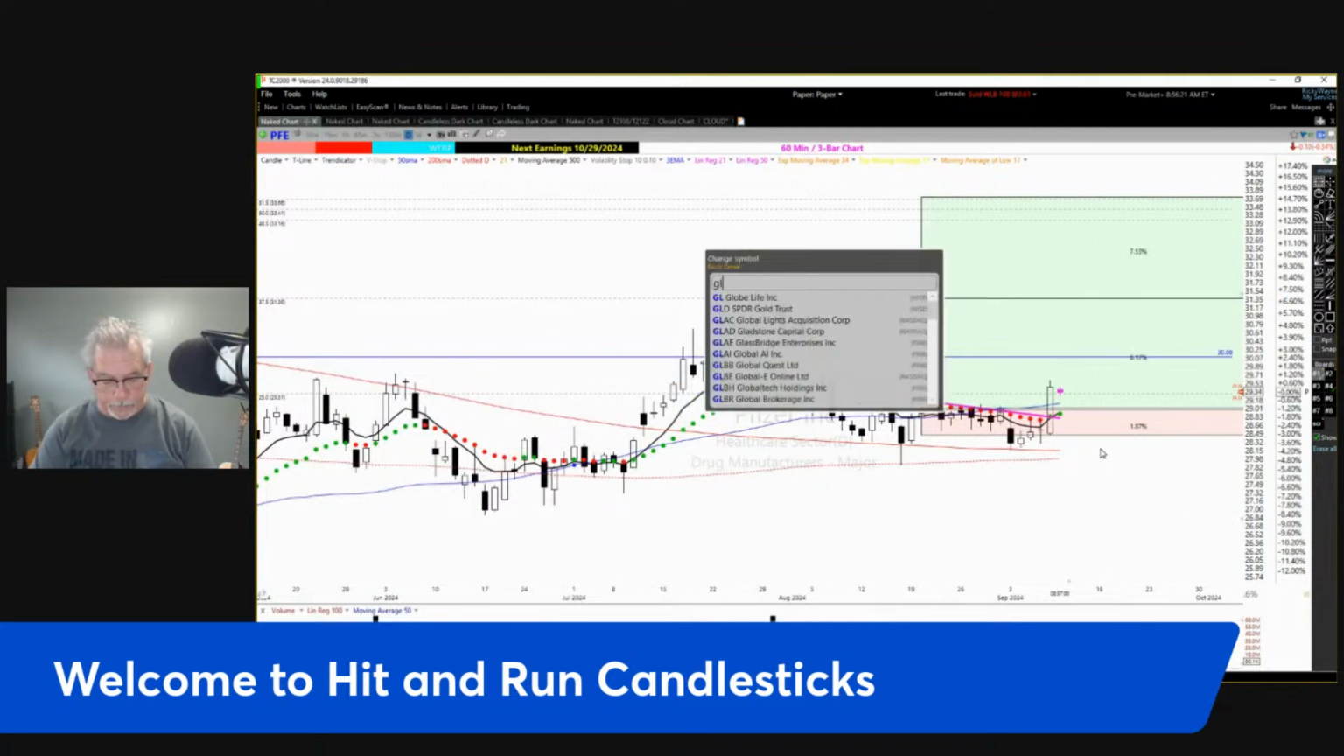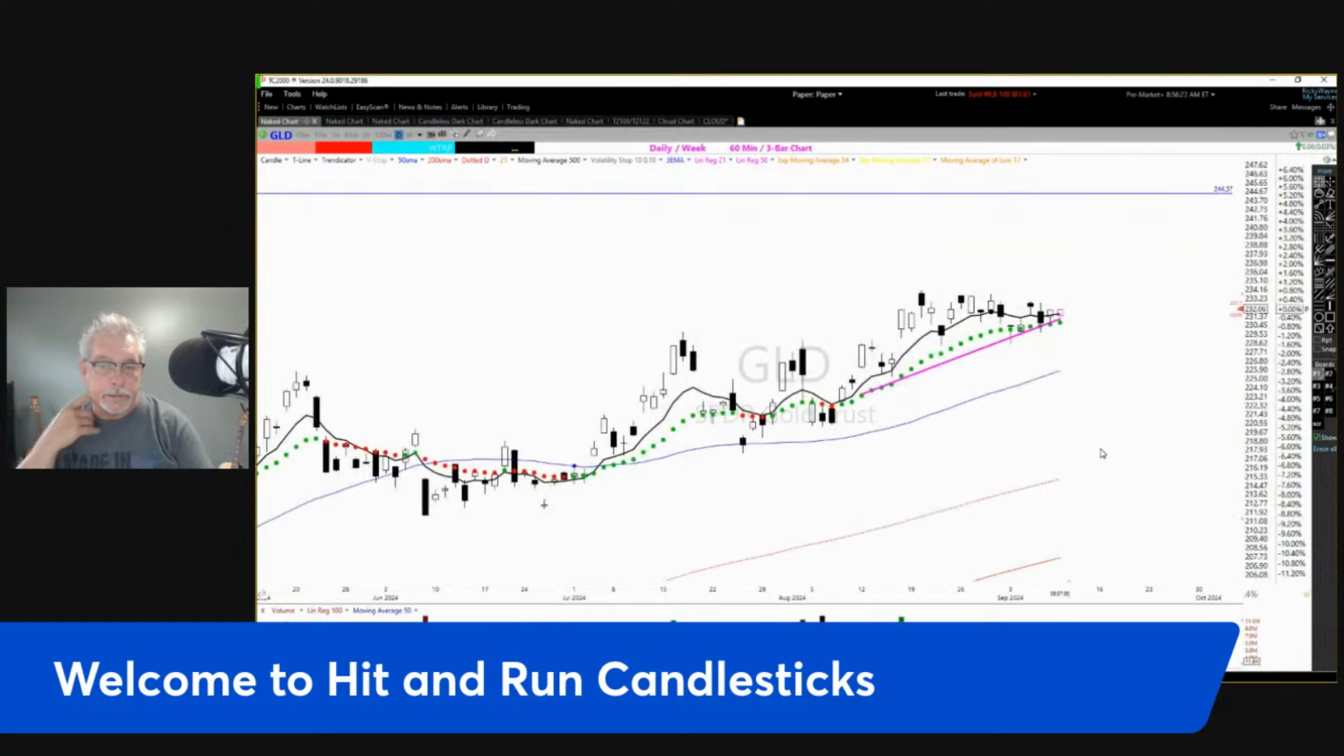I want to point out that gold is setting up. GLD is setting up. A couple of things when I look at a chart. I love to see this magenta line moving up.